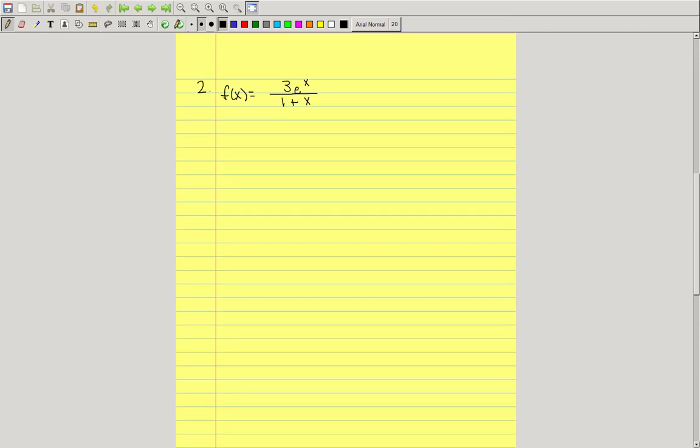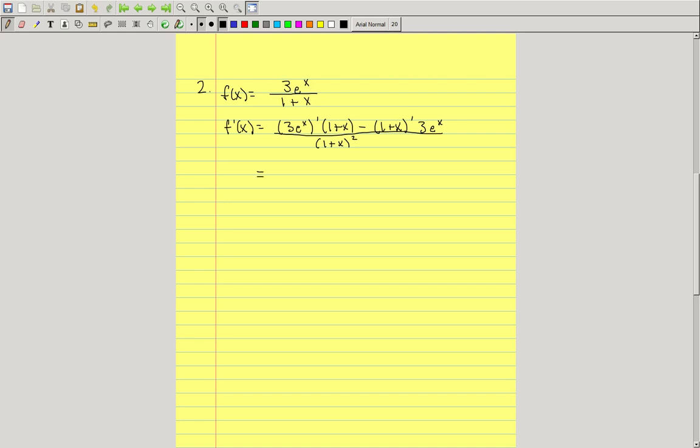All right, let's look at another example. Here we have f of x equals 3e to the x all over 1 plus x. Applying the quotient rule to this function, we have the derivative of the numerator times the denominator left alone minus the derivative of the denominator times the numerator left alone all over the denominator squared.